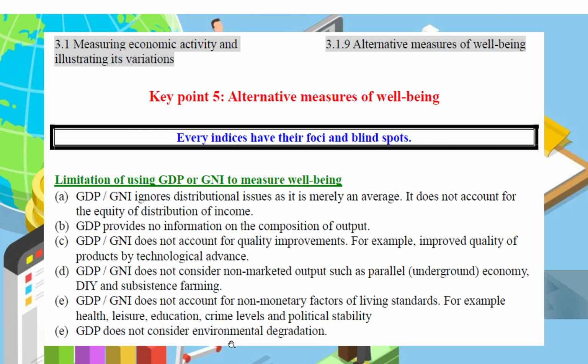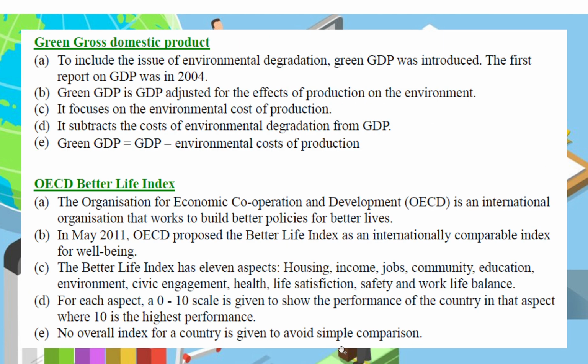And GDP does not consider environmental degradation. So first of all, this one first. Environmental degradation is just a negative externality, so just subtract it. Subtract the degradation from the GDP, and we get the green GDP, green gross domestic product. Just subtract the environmental cost of production from the GDP. So we get rid of the negative externality of environmental problems.